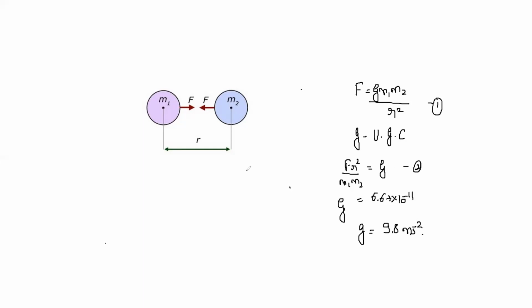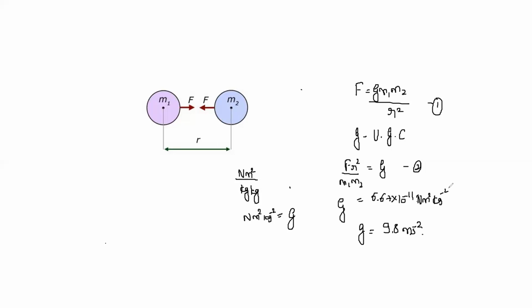Now students, see the unit of this capital G. The unit of force is Newton. The unit of distance squared is meter square. It is divided by the unit of mass, kg into kg, which is kg square. Therefore, the unit of capital G is Newton meter square per kg square. So the value is 6.67 into 10 raised to minus 11 Newton meter square per kg square.